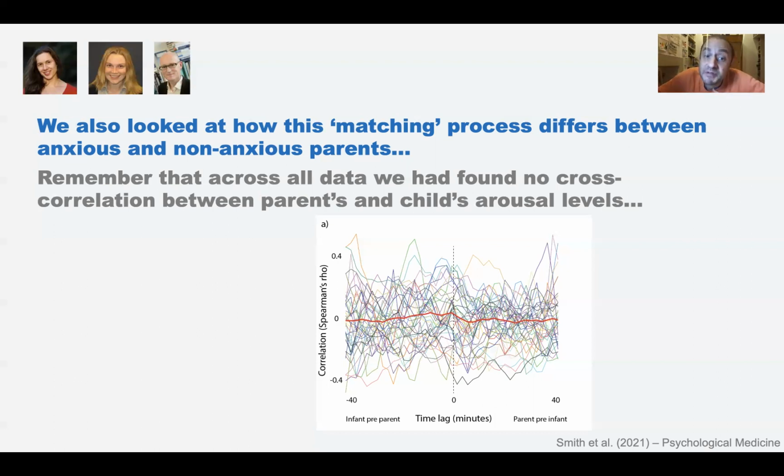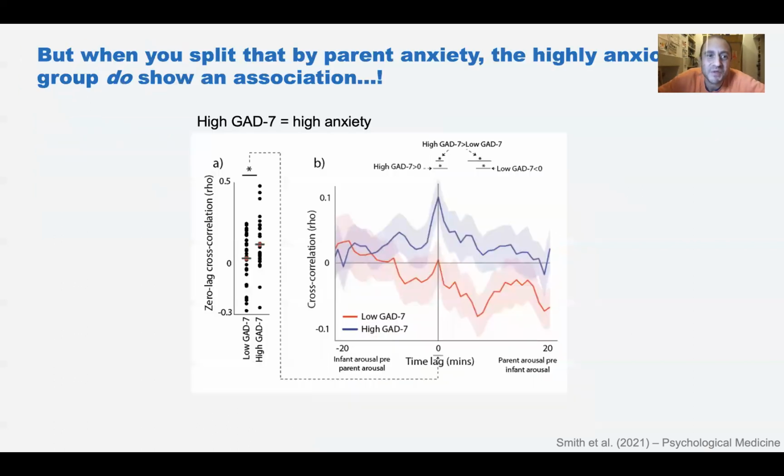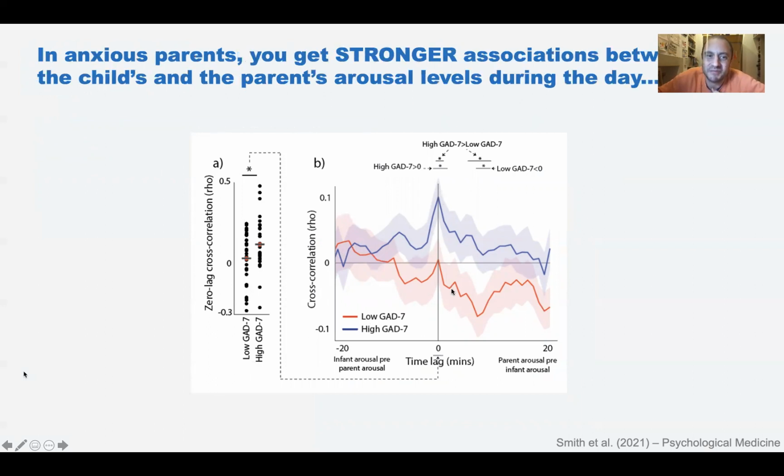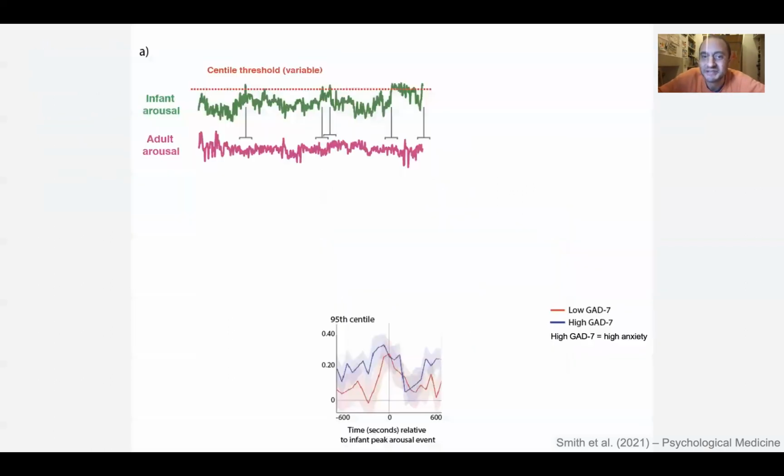Remember that across all data, we'd found no association between the parents' and child's arousal. But when you split this by parent anxiety, you do get an association in the highly anxious group. The blue lines here, the high GAD-7 group, are the high anxiety mums. There you do get an association, but you don't in the low GAD-7 mums. So you get stronger associations between the child's and the parent's arousal levels during the day in the high anxiety parents. So, more synchrony in the high anxiety parents.